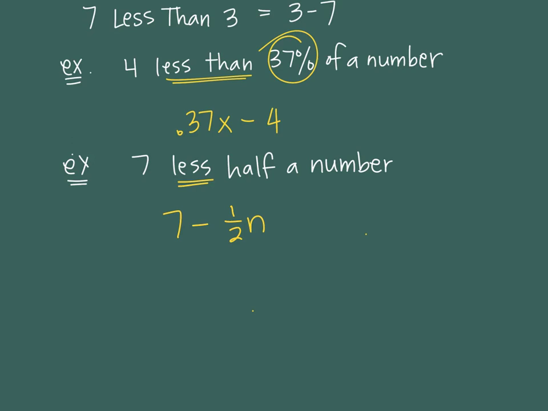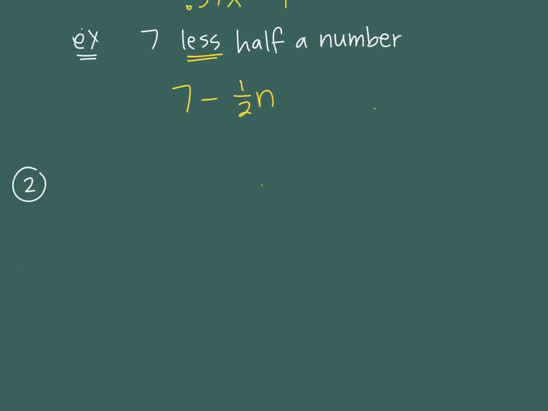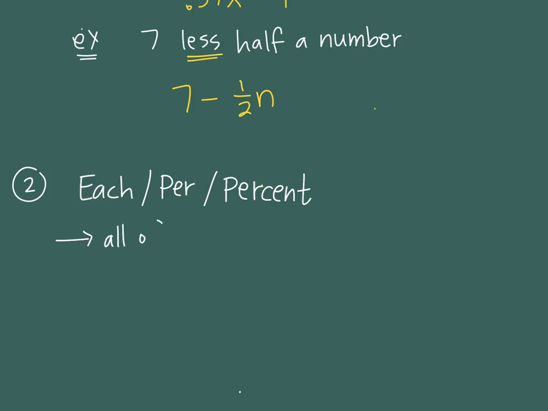Okay, so that was one thing I wanted to talk about, was the difference between less and less than. Okay, the second thing I want to talk about is the words each, per, and percent. All of these words indicate that they're followed by a variable.